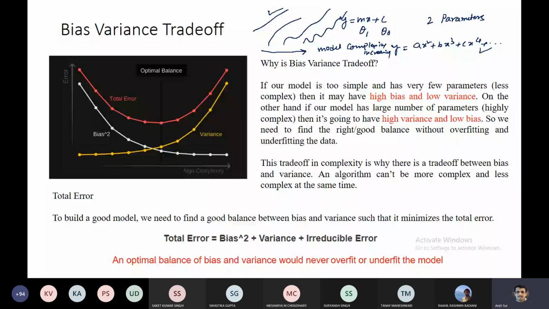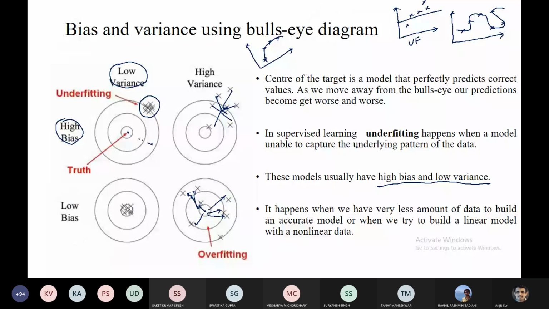So we don't want high variance and low bias, and we don't want high bias and low variance either. We don't want low variance, high variance, low bias, or high bias. Something in between is what we need. So what is this? Low bias, low variance. This is low bias, low variance. So this is our intended.